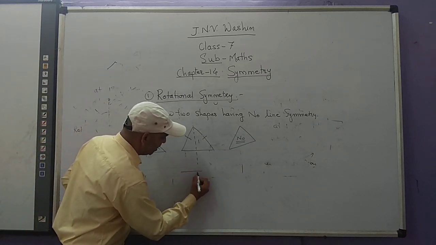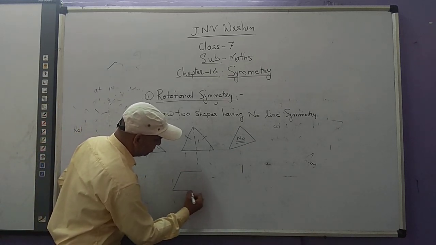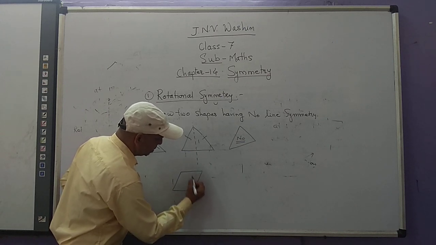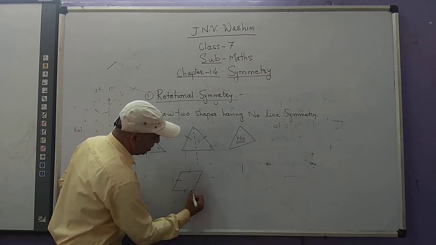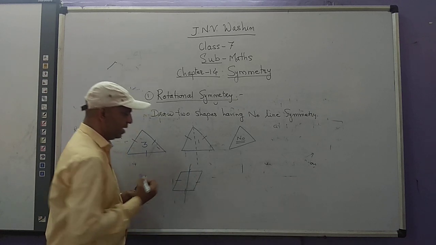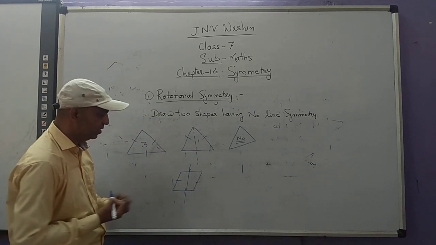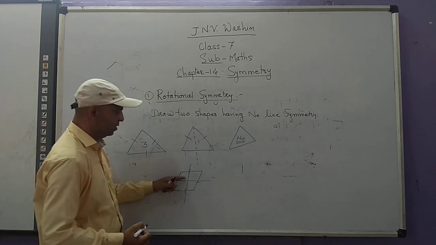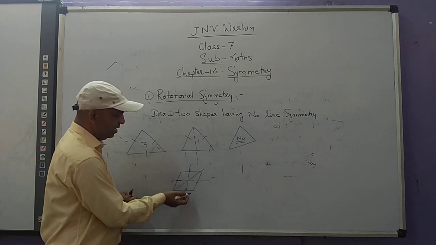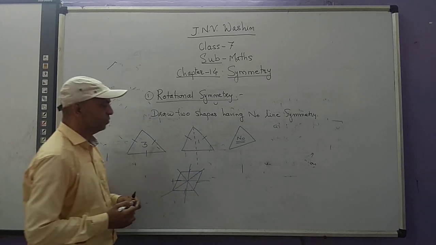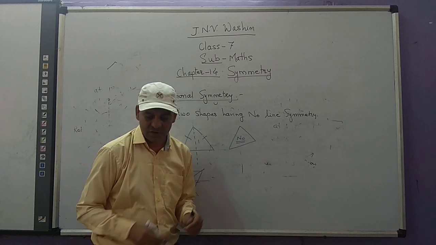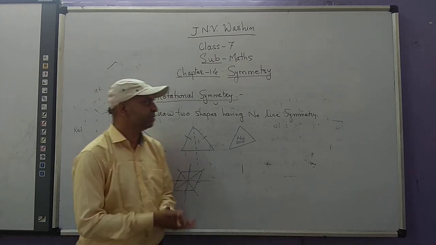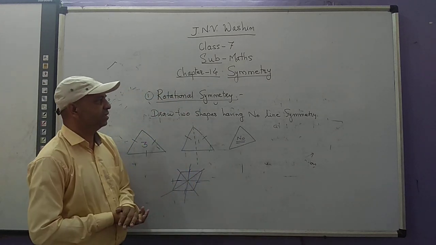Again, you observe in the case of a rhombus, in which all sides are equal. Have you seen these two parts coinciding? No. Again, no. Diagonally, no. Okay? So the rhombus has no lines of symmetry. So that is all about this chapter, symmetry. Thank you.